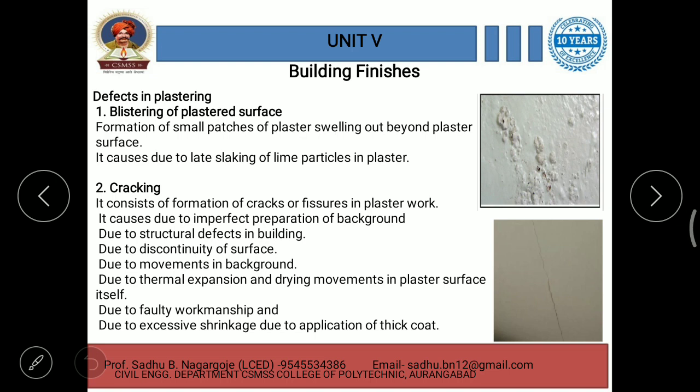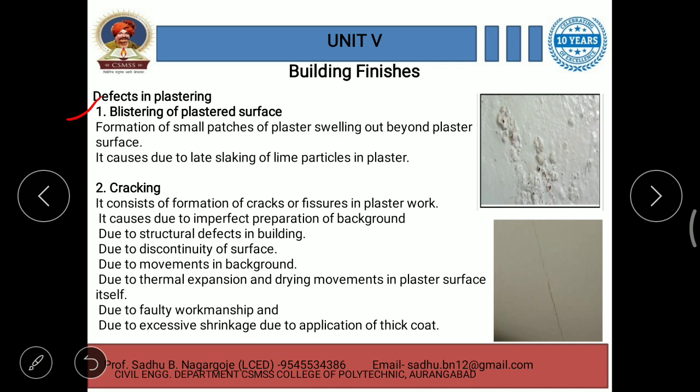In this lecture we will study different defects in plastering. So what are the types of defects that may occur in the plastering that we will discuss here. The first one, blistering of plastered surface.